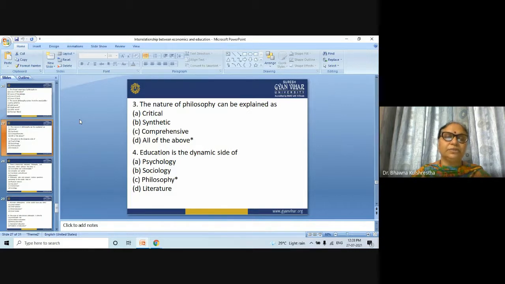And the next question: education is the dynamic side of which? Psychology, sociology, philosophy, or literature. The answer is philosophy. Philosophy is the dynamic side of education.